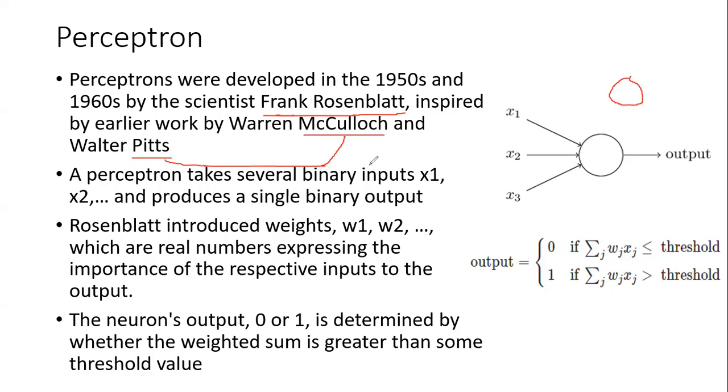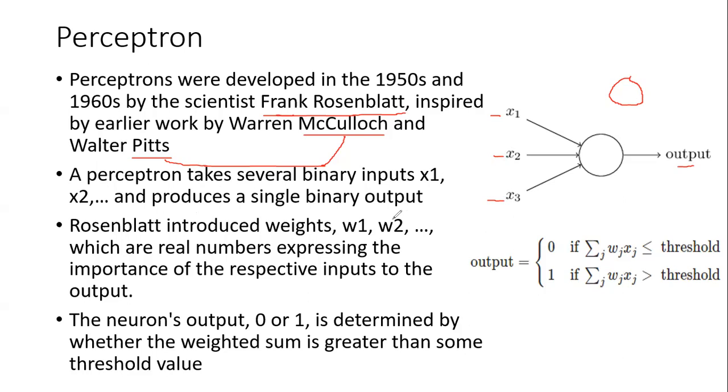A perceptron is a neuron, basically. I can combine several perceptrons together to form a perceptron neural network, like we can have a sigmoid neural network. A perceptron takes several binary inputs, X1, X2. All of these are binary inputs, and it produces a single binary output. Is this clear? That's a perceptron. It takes binary inputs and outputs a binary output.